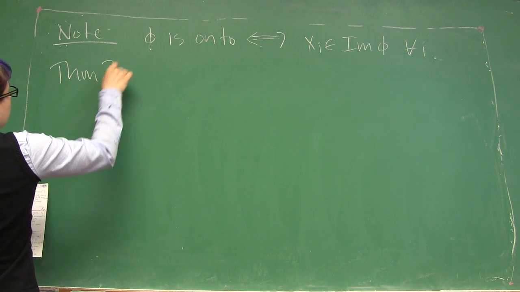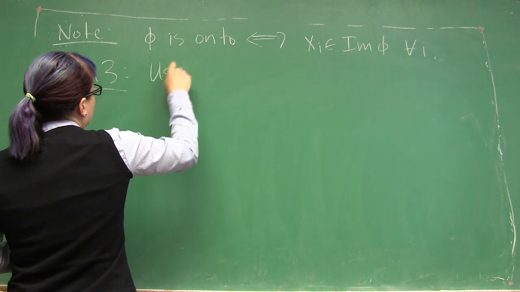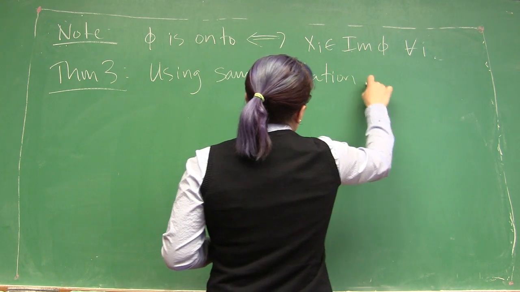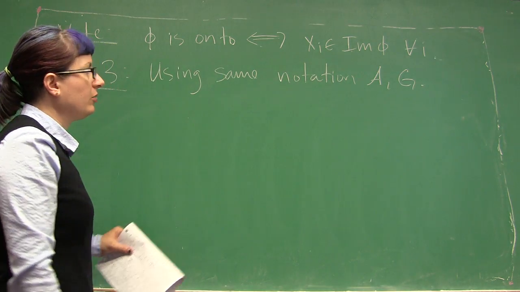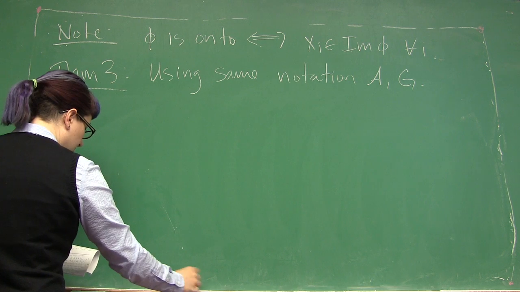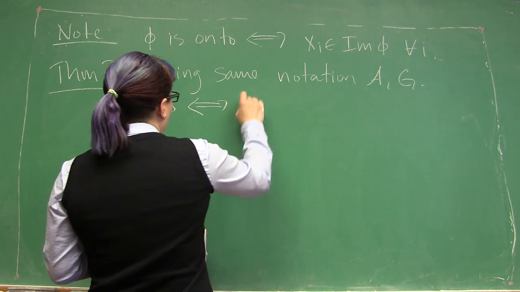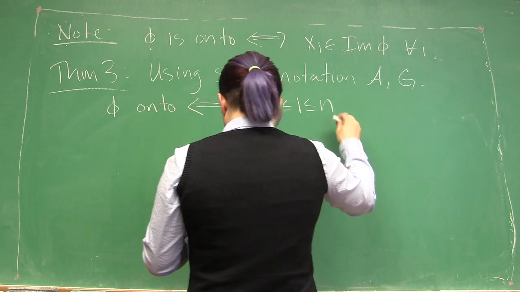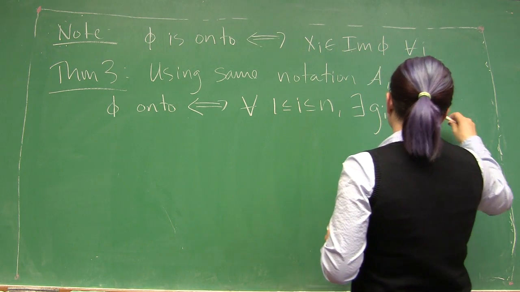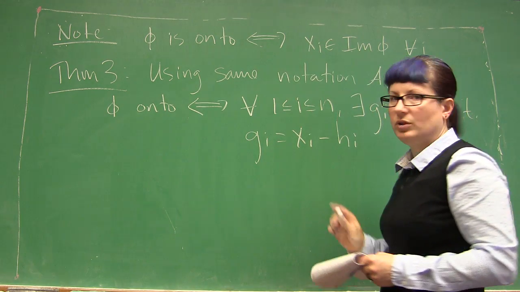So the statement of theorem 3, given our same notation for A and G, so G is a Gröbner basis, again with respect to elimination order with x variables greater than y variables, then we have that phi is onto if and only if for all i between 1 and n, so for each xi variable, it's another way of saying it, there exists a gi in the Gröbner basis G such that gi has the form that is xi minus a polynomial with only y variables.